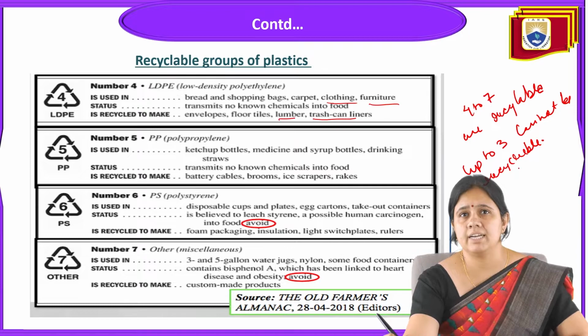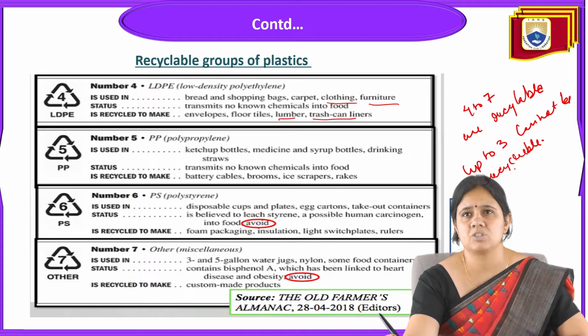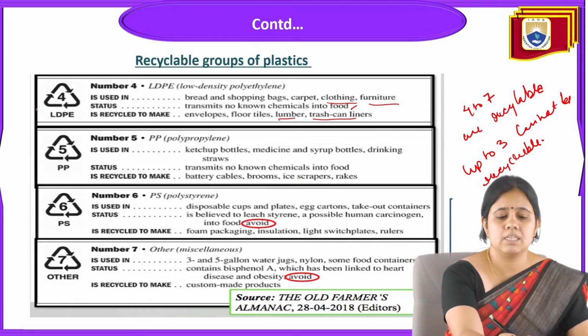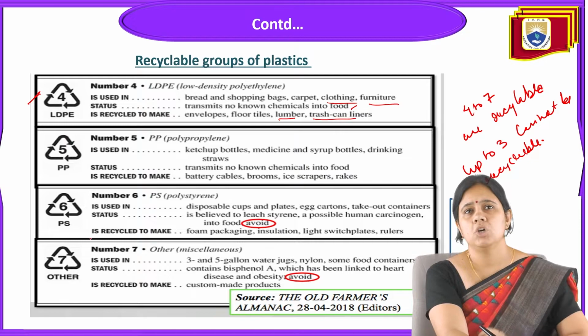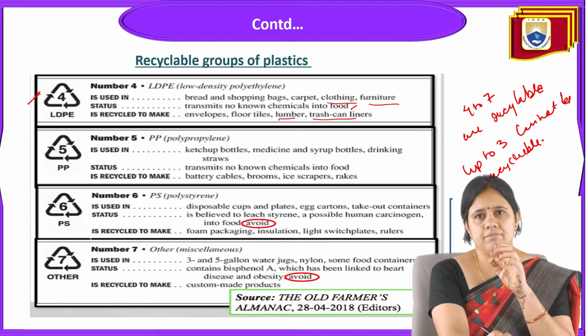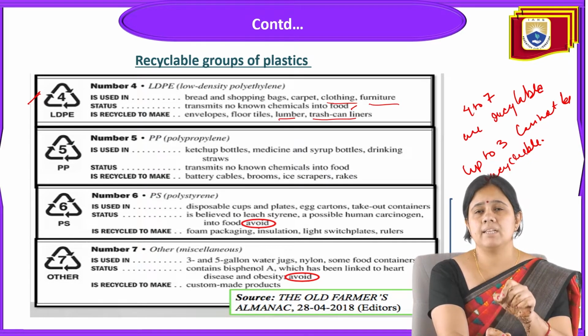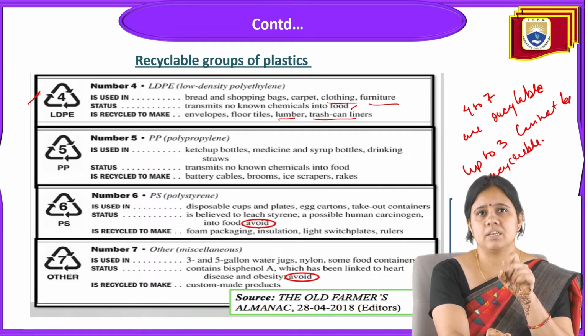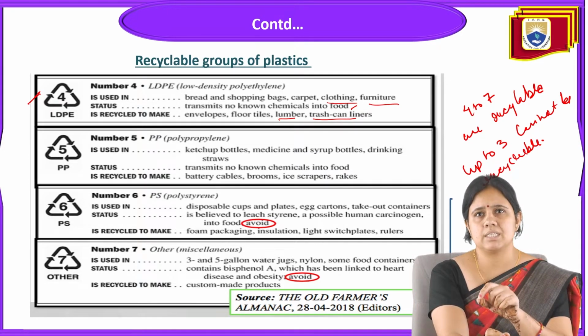Number 4 is the LDPE, low density polyethylene, and it can be used in bread and shopping bags, carpets, clothing, and furniture. Its status is that it transmits no known chemical to the food. This is the symbol of this type of plastic. You can see it on bread and shopping bags: 4 means LDPE, low density polyethylene.